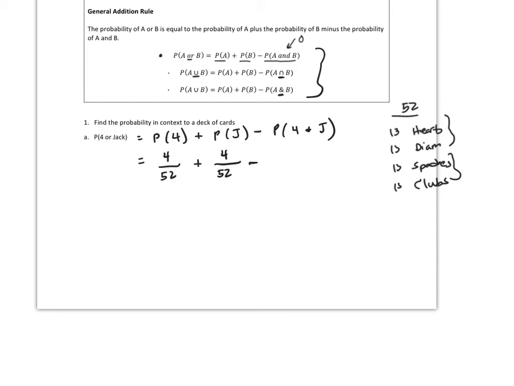Minus, you pull a card out. What's the probability you pull out a 4 and a jack? You can't do that, so that's going to be 0. So you got 8 over 52. Reduce that down, 2 divided by 13. You can use decimals or fractions. I believe in these examples, I'm going to leave everything in a fraction.